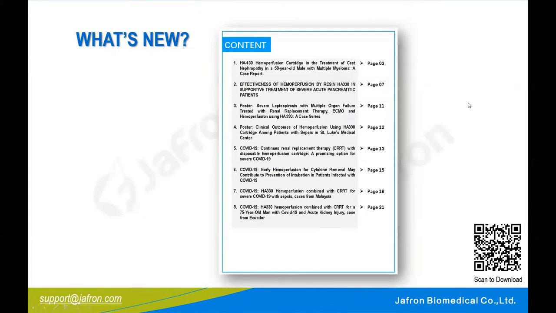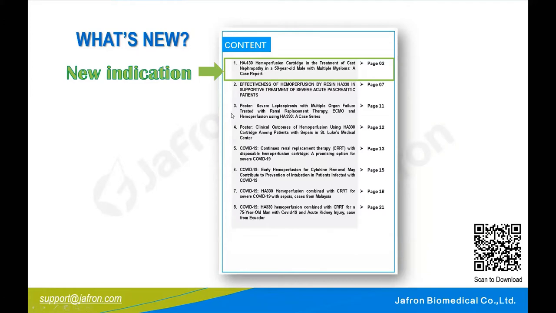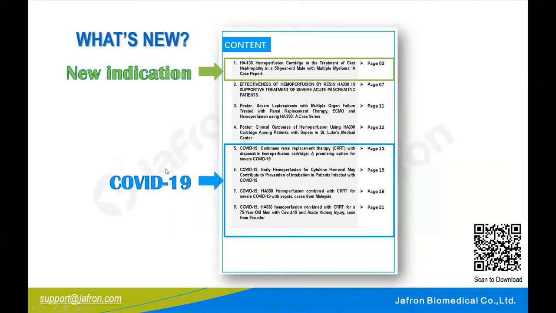So what's new? Firstly, let's see the content. Here we can see that we put 8 cases in the 2020 first version of the Create collection. The first one is a new indication, about cast nephropathy. Then, following this year's topic, because COVID-19 is a very, very big issue globally, we collect COVID-19 cases and want to share them with you. In this version, we put 4 here, and we are still collecting COVID-19 cases.